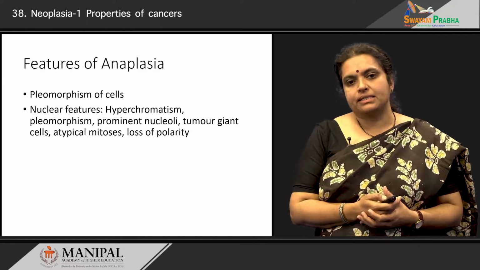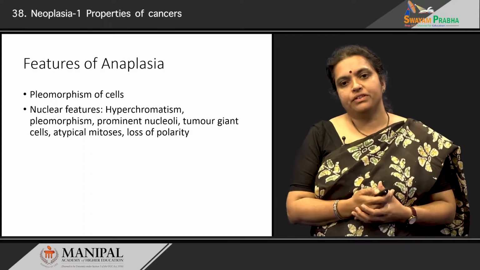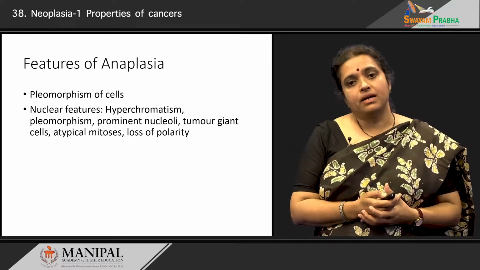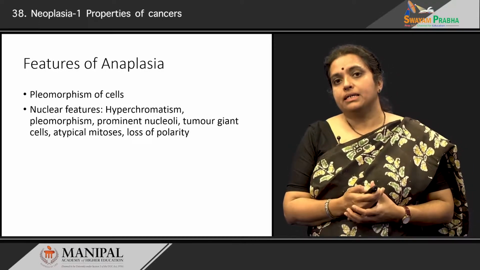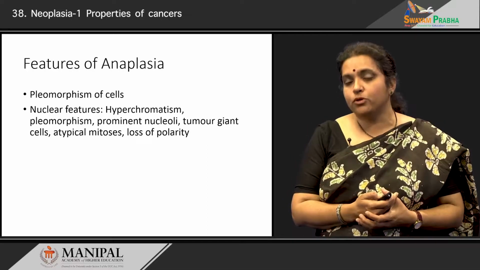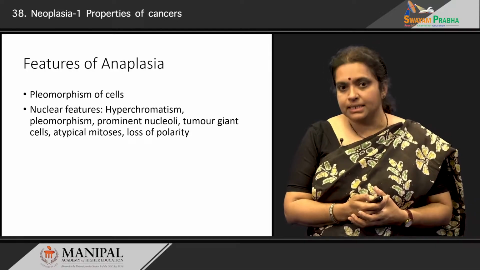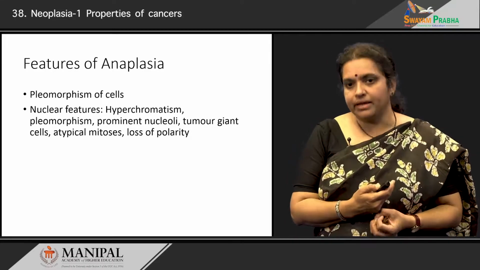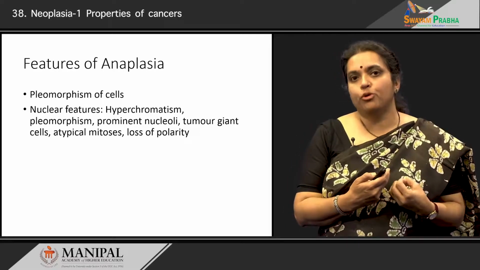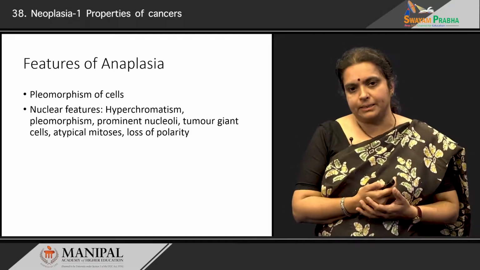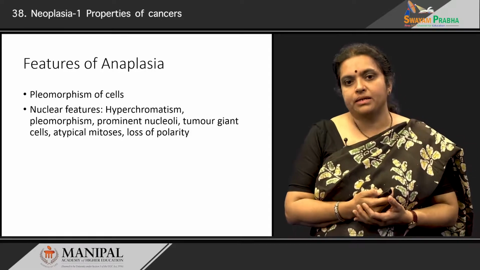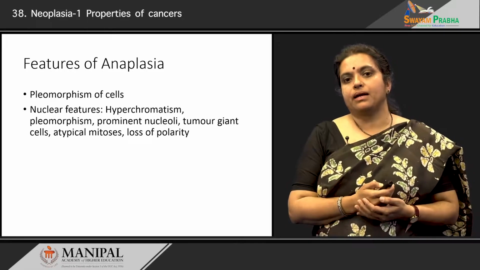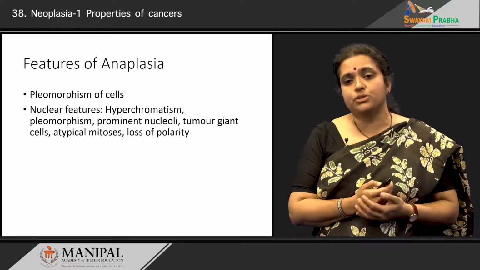The second feature is nuclear features. You have different nuclear features that point towards anaplasia. For instance, you have hyperchromatism, or a darkly staining nucleus, more dark than what it normally is. This is understandable because a malignant cell has more DNA, so it will look more blue, or more hyperchromatic. It will show pleomorphism. In other words, even the nuclei will show differently sized shapes and sizes from cell to cell.